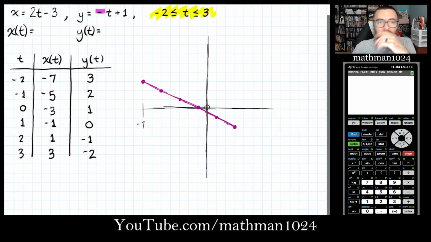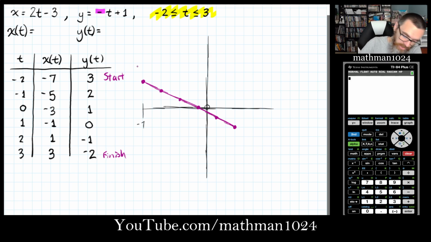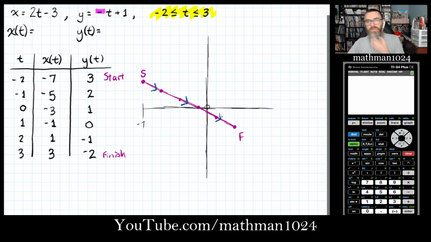Okay, so keep in mind that we started right here and we finished at this ordered pair, right? So you could say, okay, we start here, let's say that's S, we finish here at F. And sometimes what you'll see on these graphs is an arrow indicating the direction of the movement. So we're starting from this point going all the way down to that point. There's that movement that we're doing.